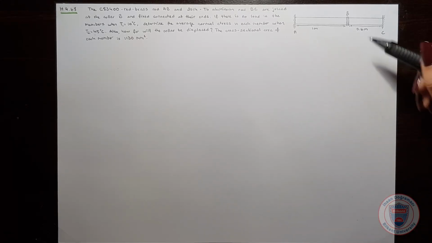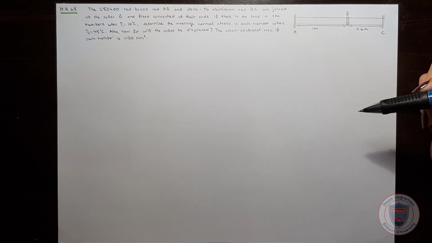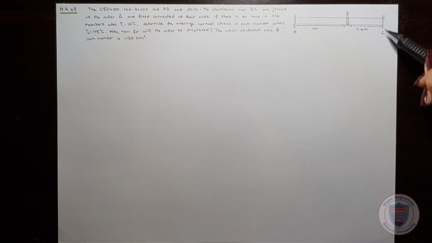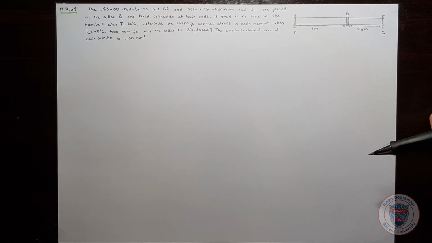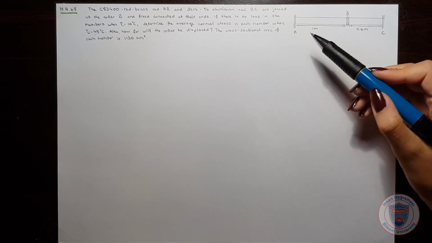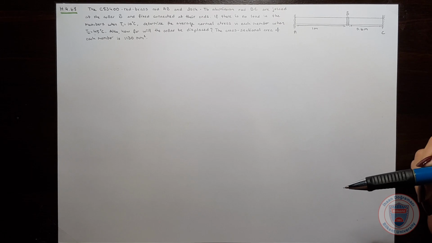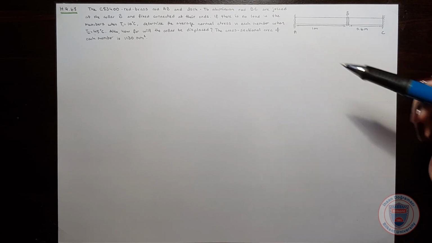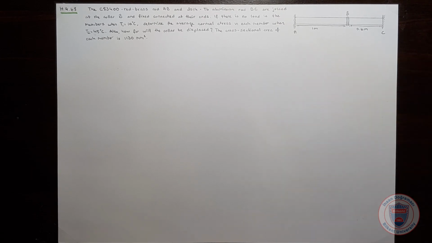C83400 red brass rod AB and 2014-T6 aluminum rod BC are joined at the collar B, and they are fixed connected at their ends. We know that there is no load in the members when the temperature is 10 degrees centigrade.